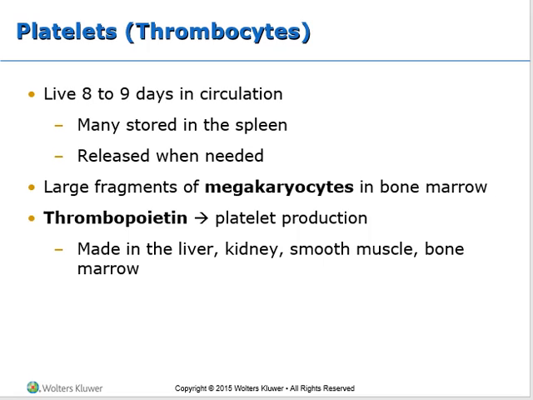So let's talk about platelets. The fancy word's thrombocytes for these guys, usually 8 to 9 days in circulation. Storage in the spleen. These guys come from what we call the megakaryocytes in the bone marrow. And much like we had when we had red blood cells with the erythropoietin, we have thrombopoietin, which is a hormone that causes the production from megakaryocytes of platelets. And so most of this is done in the liver and kidneys, as well as the bone marrow.